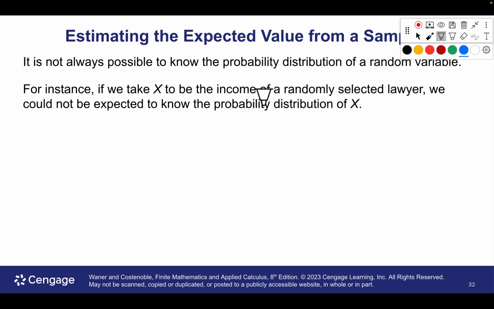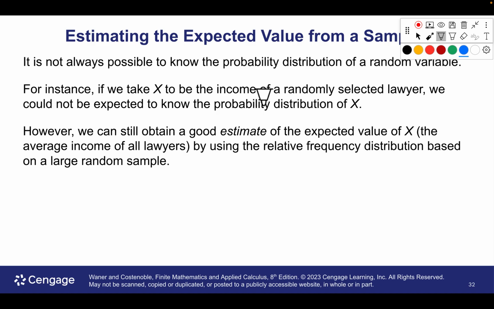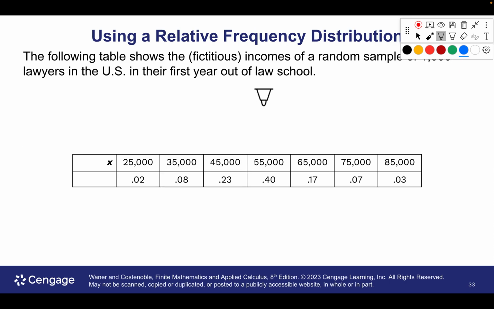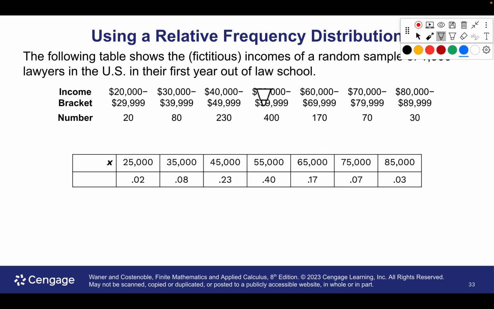It's not always possible. So if we take X to be the income of randomly selected lawyers, we should probably be done by now. That one's not right. I don't know that we're going to get this, but the other thing we can do is, the data is not quite there. The data was supposed to be here. So this is data of salaries for lawyers. 20 of them had between 20 and 29 and so forth. What we can do is we can take the midpoint of the data, here, here, and here.